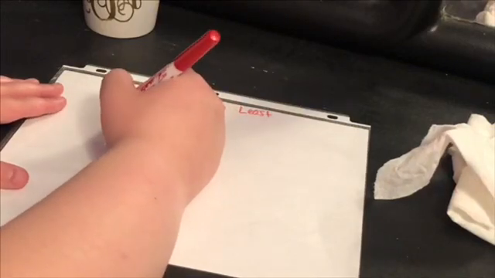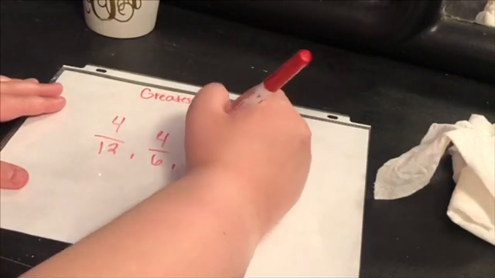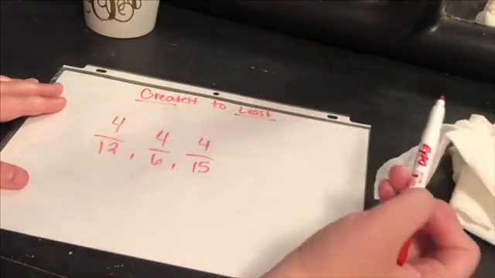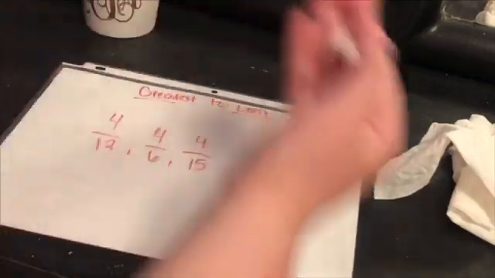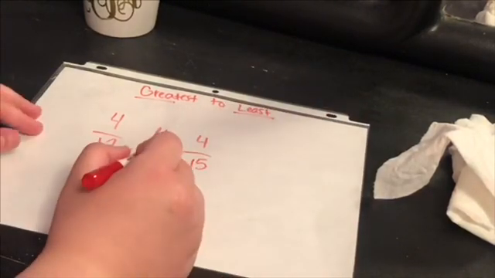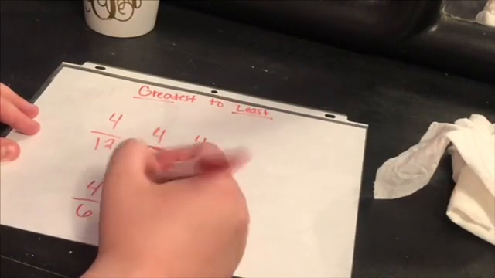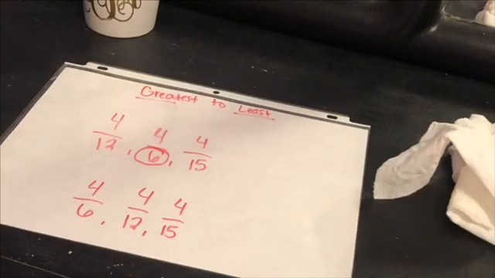Now for our next, 4/12, 4/6, and 4/15. So if we're working from greatest to least, we know the bigger the denominator, the smaller the fraction. The smaller the denominator, the bigger the fraction. So we're looking for the smallest denominator, which is going to be this 6. So 4/6, then 4/12, then 4/15. And that is the correct order for these three fractions from greatest to least.